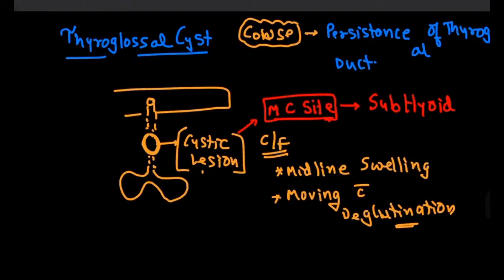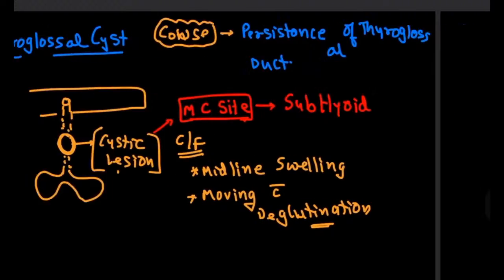But if at all it persists and doesn't go away, it might lead to the formation of a cystic lesion, which you call a thyroglossal cyst. The most common site is the subhyoid region. Important MCQ: how will you come to know whether this is a thyroglossal cyst and no other swelling? If it is a midline swelling and it is moving with deglutition, these are the 2 points which favor a thyroglossal cyst.